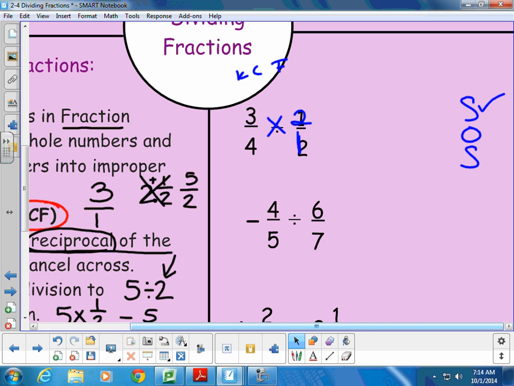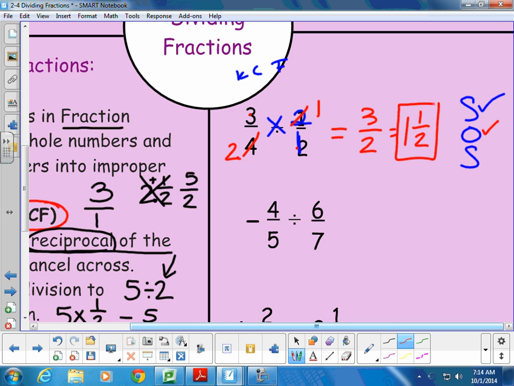I'm going to cross cancel now. 1 and 3 don't share any factors other than 1. But 2 goes into 2 once, and 2 goes into 4 twice. So now I can multiply straight across. 3 times 1 is 3, 2 times 1 is 2. Now I need to simplify my answer and put it into a mixed number. 2 goes into 3 one time with 1 of the 2 left over. All right?